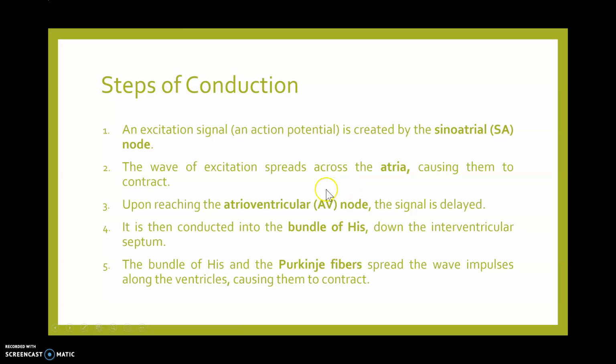So we start here with our action potential created by the SA node. That's spreading across both atria, causing them to contract. A delay at the AV node allows our ventricles to fill up with blood. That action potential is then sent down the bundle of His in between the interventricular septum, finally to our Purkinje fibers, which allows the ventricles to contract.